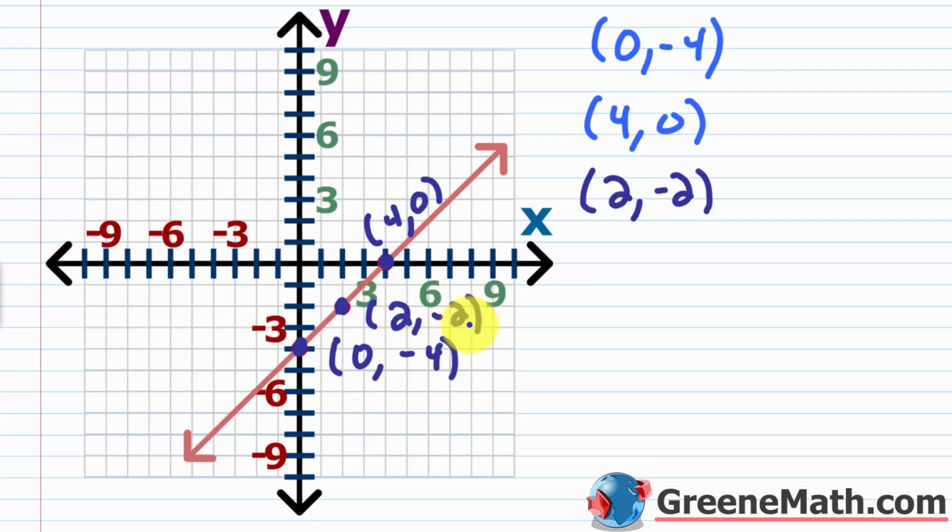So I've already sketched the line that goes through these 3 points. Again, just make sure it lines up and it's straight. If you get a point somewhere over here and you have these other 2 points there, it doesn't make sense. It's not going to be a line. So then you know you made an error. You've got to go back and recalibrate some things.